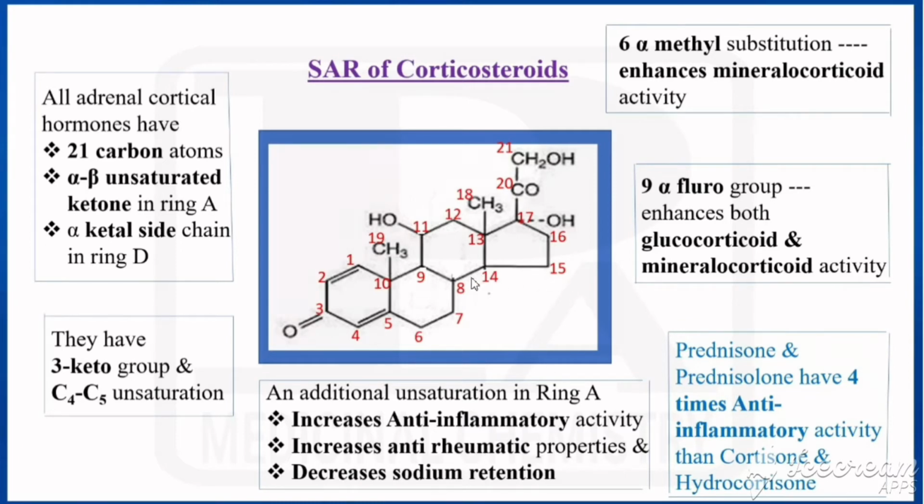Now come to 6th position. So in 6th position, it is having alpha methyl group, means the mineralocorticoid activity would be increased. And at 9th position, it is having alpha fluoro group, means both the properties, that is both glucocorticoid and mineralocorticoid properties would be increased.